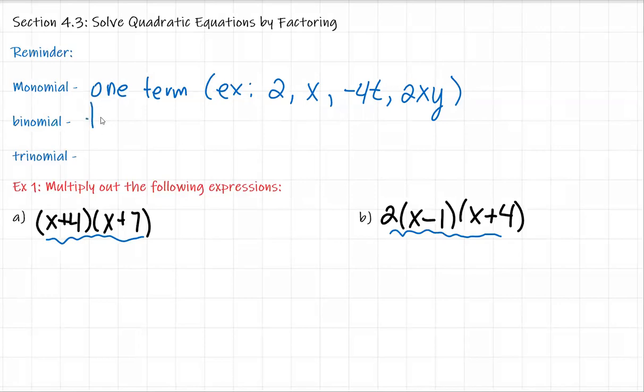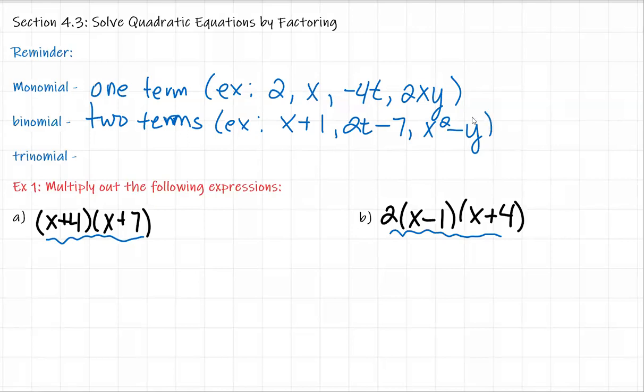When we get to binomials, those are our two-term expressions. An example would be x plus 1. That's a binomial because there's x, 1, and an operation in between them, being done to both of them, right? I'm adding those two things. By operation, we mean subtraction and addition here. Another binomial would be 2t minus 7. And I could have exponents attached as well. Another example of a binomial could be x squared minus y, as long as there are 2 terms.